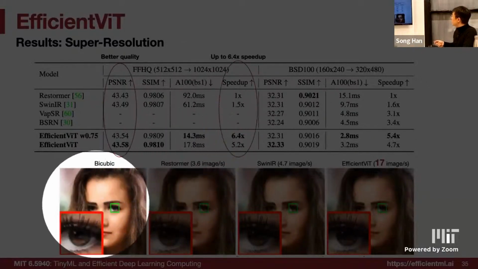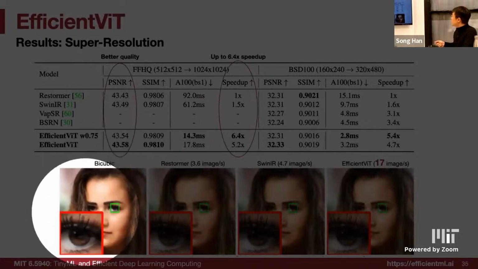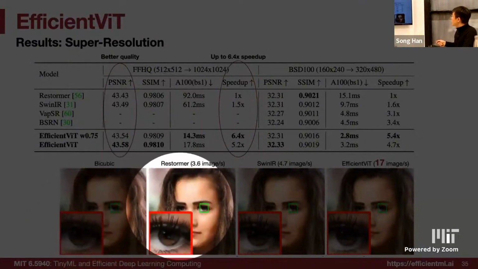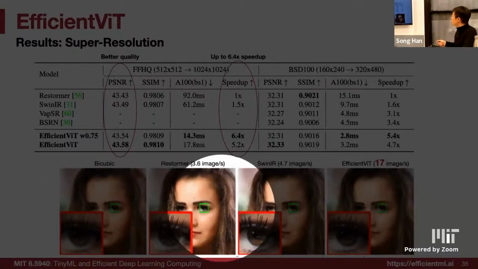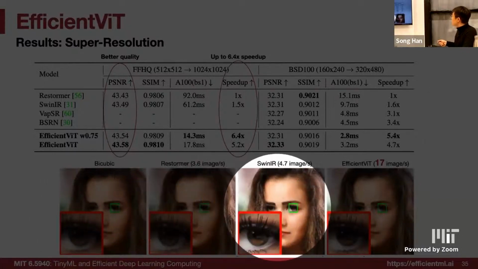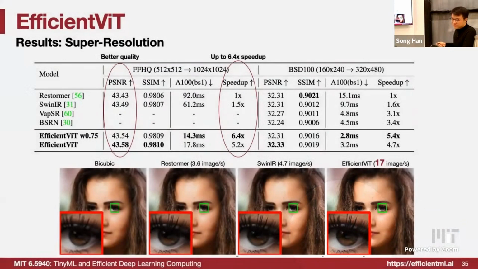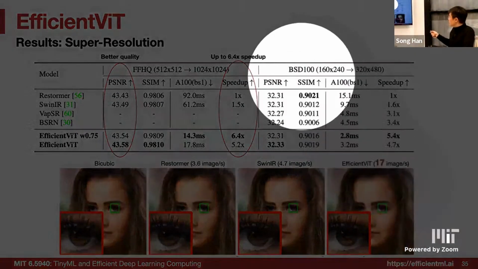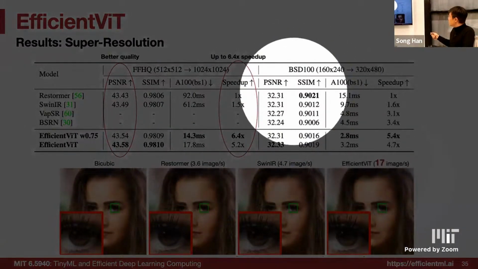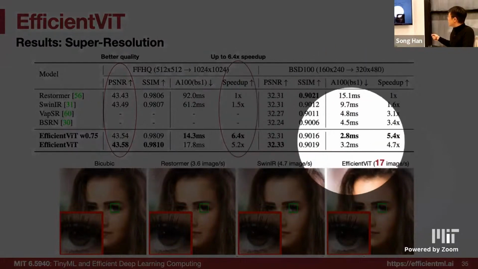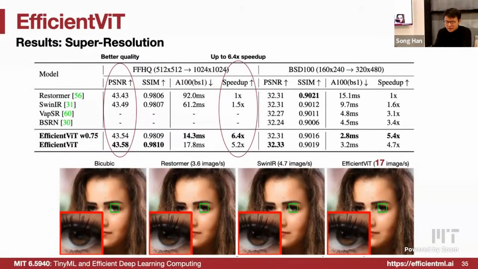If we see the details, this is the bicubic, which is not quite good. This is Restormer, about 3.6 images per second. And this is SwinIR, about 4.7 images per second. And this is ours, EfficientViT, 17 images per second. Similarly, for another dataset, a driving dataset, the PSNR is higher. Originally, it's 15 milliseconds. Now it's 2.8 milliseconds.